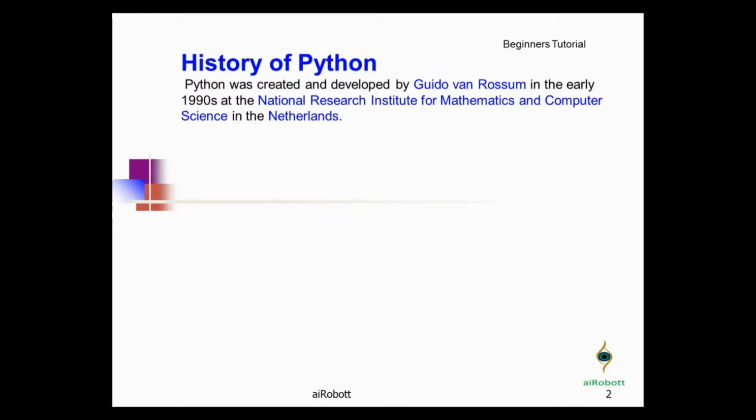Python was created and developed by Guido van Rossum in the early 1990s at the National Research Institute for Mathematics and Computer Science. It is in the Netherlands. The Python name was taken from a famous comedy show, Monty Python's Flying Circus comedy program.